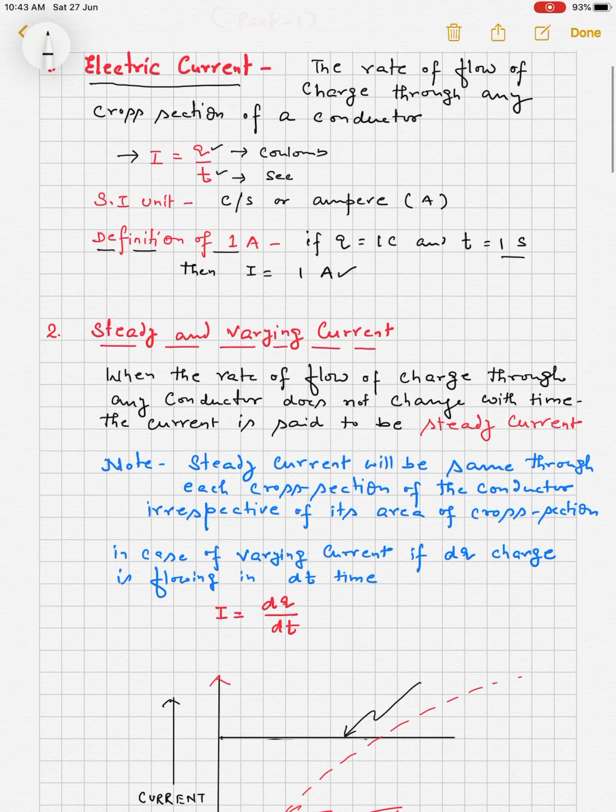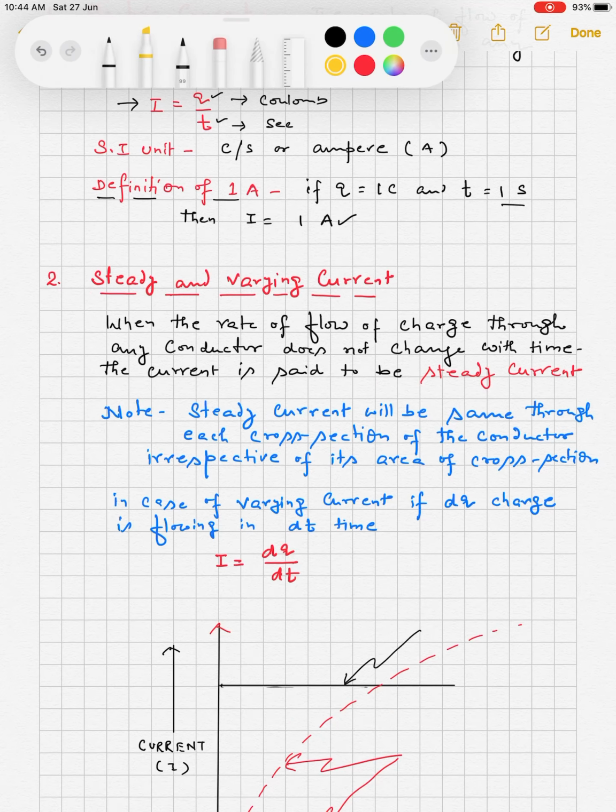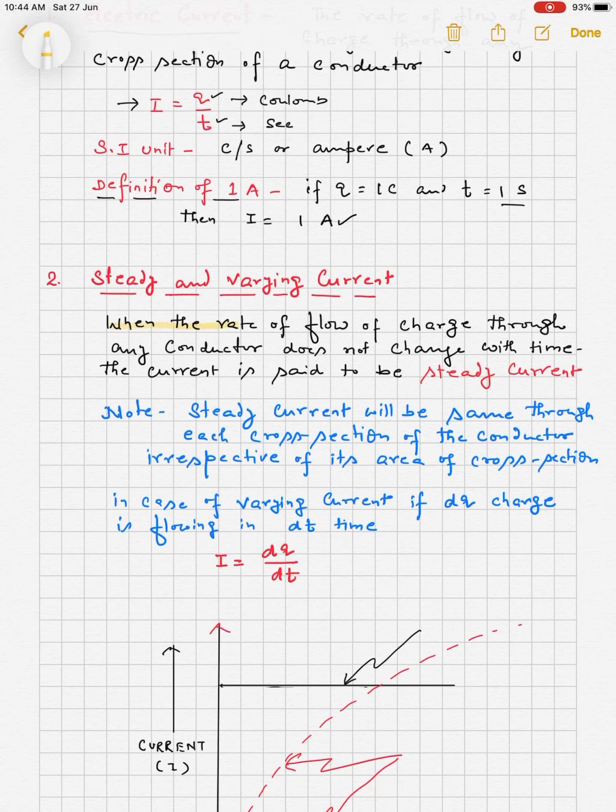Now the current may be steady or varying current. So the second topic is steady and varying current. When the rate of flow of charge through any cross section does not change with time, the current is said to be steady current. So the rate of flow of charge through any conductor does not change with time, the current is said to be steady current.